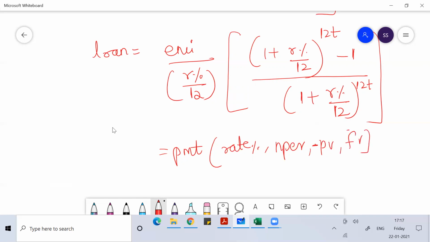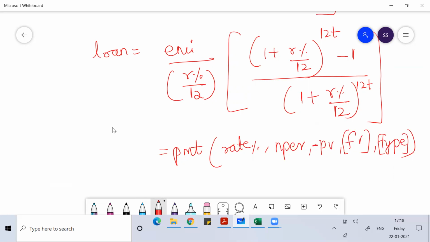Then comma, FV. FV is in brackets, which means it's optional. For FV put 0, and for type put 0. Type is either 0 or 1. Zero means annuity and 1 means annuity due. If you are someone from a finance background, you need to understand this. Otherwise, if you are from engineering or any other background, you can ignore this concept. If you do not put the value, your answer will not be impacted.